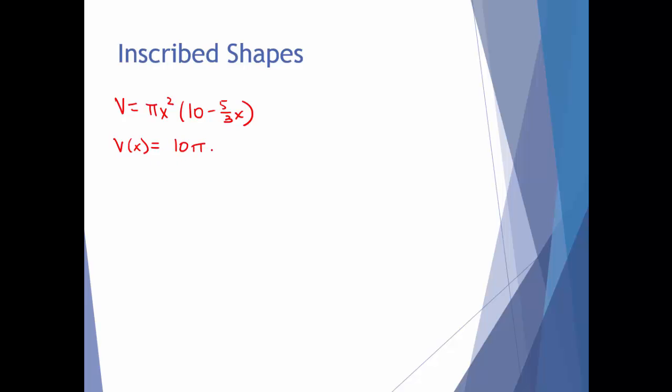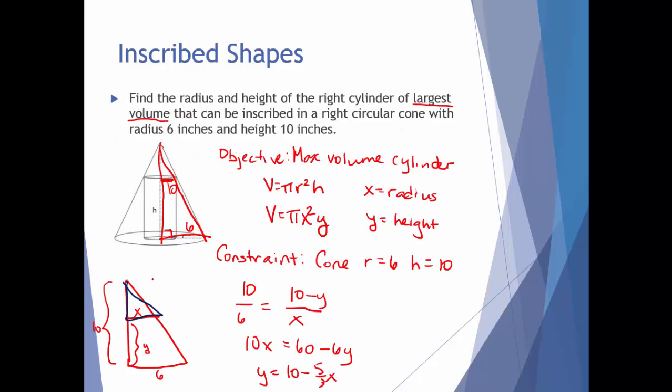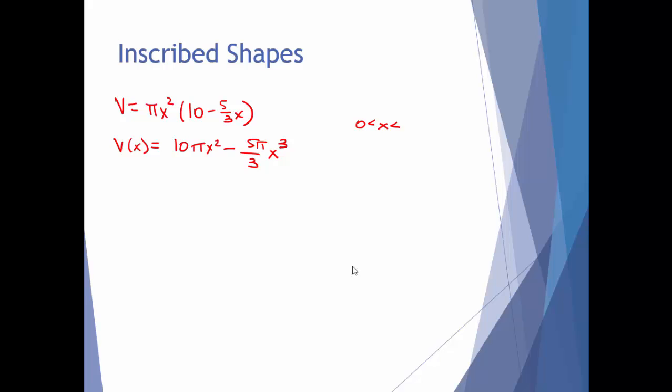So we get 10 pi x squared minus 5 pi over 3 x cubed. So again, as far as domain goes, at first glance, the domain of this should be all real numbers because it's a cubic function. But since x represents the radius of my cylinder, the smallest it could possibly be is 0. It can't go negative. And then if you look back at the diagram, the largest it can possibly be, this is my x, the largest it can possibly be is the same as the radius of that cone. It can't go outside the cone. So the largest it's going to be able to be is 6. Okay, we're ready to take its derivative.